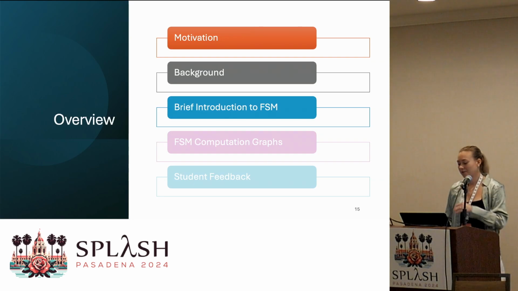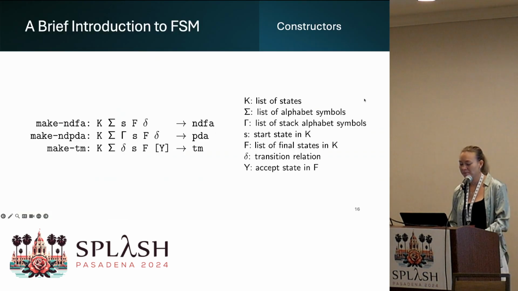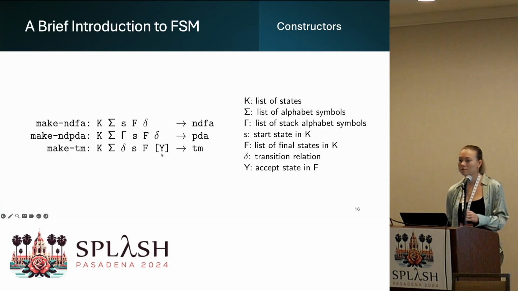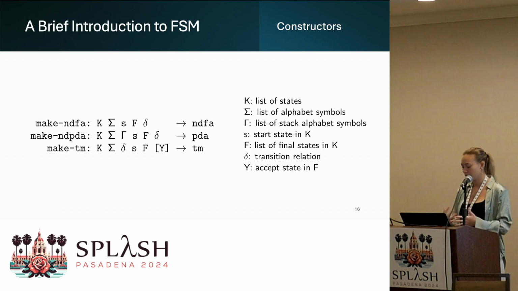So now, before looking at the graphs, I'll give you a brief introduction to FSM and how to implement these machines. The student would use one of the constructors, make-ndfa, make-ndpda, or make-tm. They all take as input a list of states, an alphabet, a start state, a list of final states, a transition relation. Additionally, PDAs also take as input a stack alphabet, and Turing machines may take an optional argument, which is an accept state in the list of final states. If that's provided, it means that the Turing machine is a language recognizer.